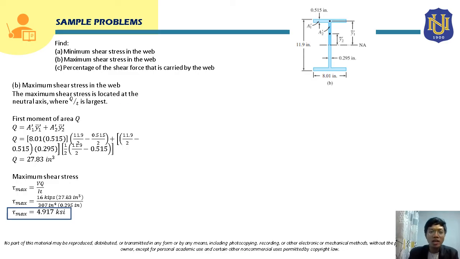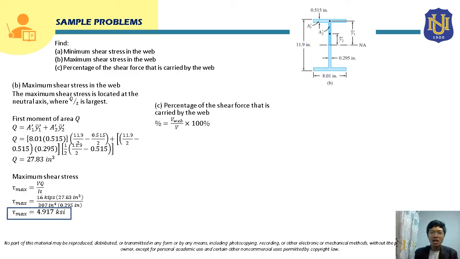Okay, so for letter C, class, we are going to solve the percentage of the shear force that is carried by the web. Our total shear force here is 16 kips. So we will find out what percentage of that 16 kips, carried by the whole cross section, is carried by the web. Okay, let's see, class.